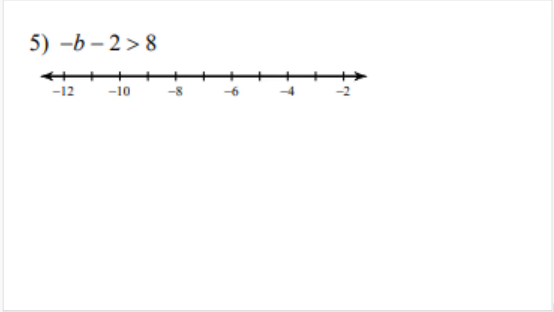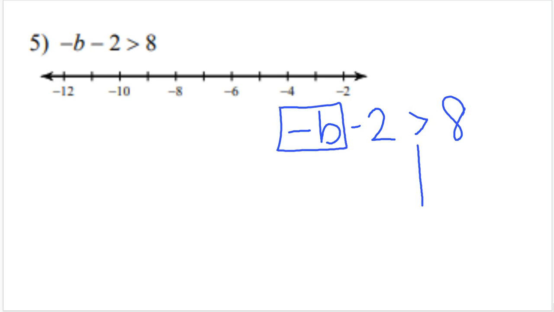Okay, let's go ahead and look at our second problem. It's -b - 2 > 8. So let's go ahead and start with our first step. Remember, we leave this one for last. So I'm going to go ahead and do the inverse of subtraction and add 2. Remember, we're doing it to both sides because it's a balance.